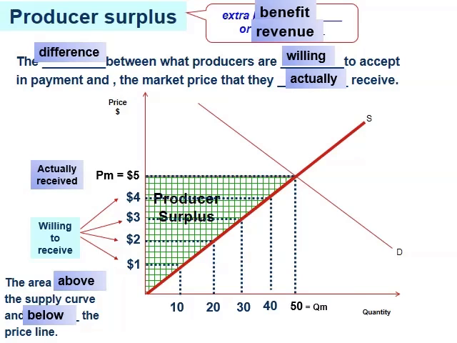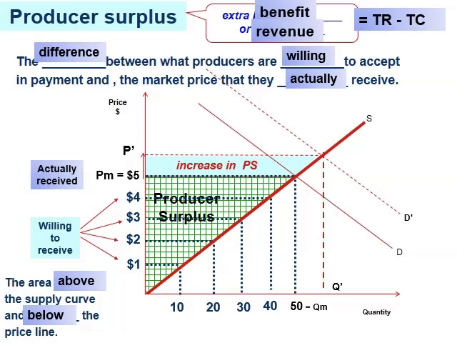So this represents an extra benefit or extra revenue the producer gets, because he's willing to sell at a price equal to his marginal cost, but he's actually getting $5 for all of those units when his marginal cost is lower than that. Of course, if the demand curve shifts up to the right, the price will rise, and that will make him happier, because now he's going to get even more for those 50 units. So there will be an increase in producer surplus represented by that shaded area.